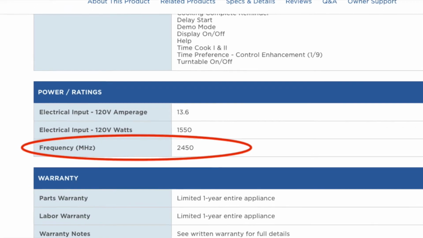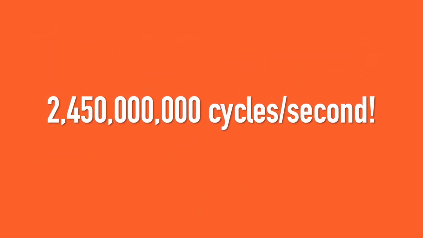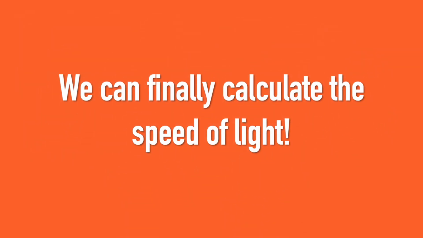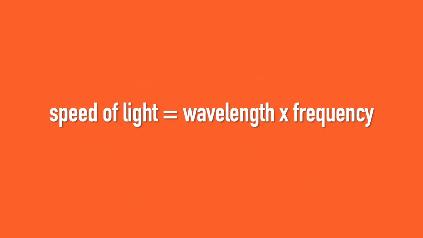Now how about frequency? Almost every microwave in a household has the same frequency, 2,450,000,000 hertz, or cycles per second. Just for reference, this is one cycle. Now imagine 2.45 billion of these cycles per second. Now that we have wavelength and frequency, we can now calculate the speed of light. The speed of light is the wavelength multiplied by the frequency.